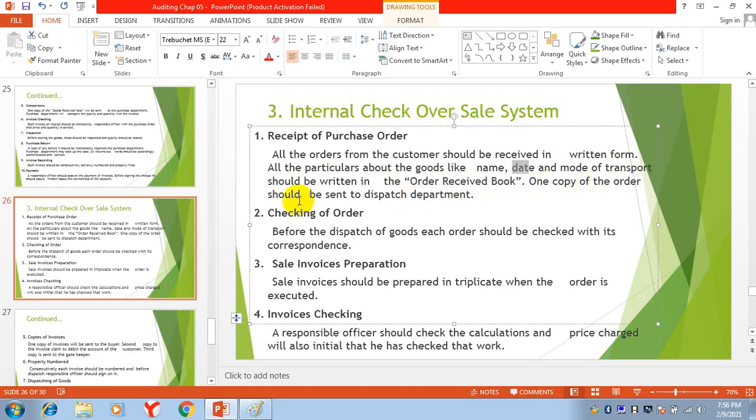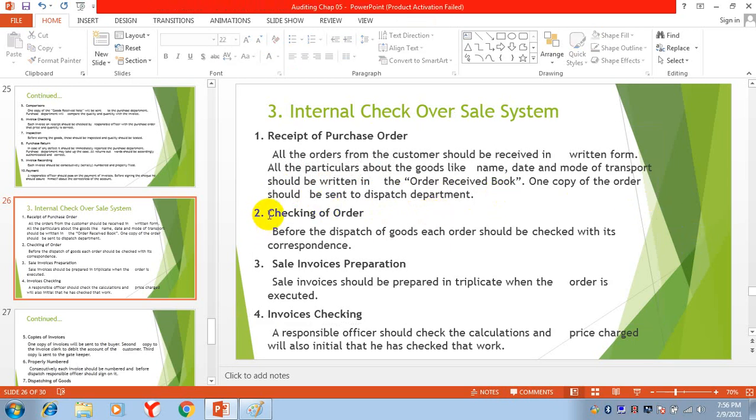One copy of the purchase order will be sent to the dispatch department. Dispatch department means the department which is sending goods to the purchaser. Checking of order. Before the dispatch of goods, each order should be checked with its correspondence. Whenever you are dispatching goods, you will check the order.